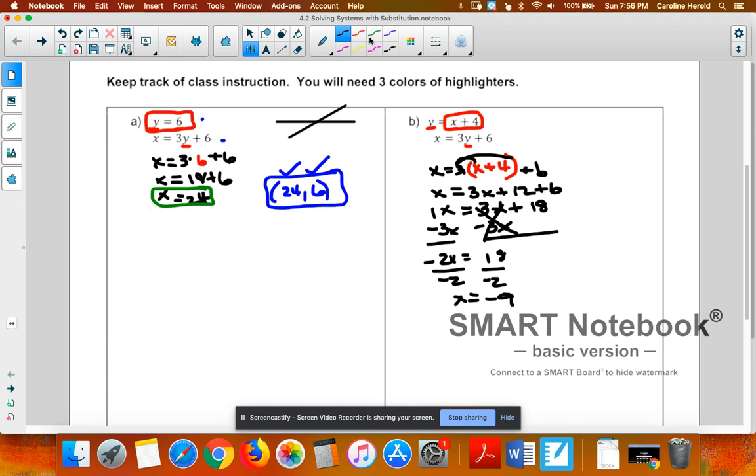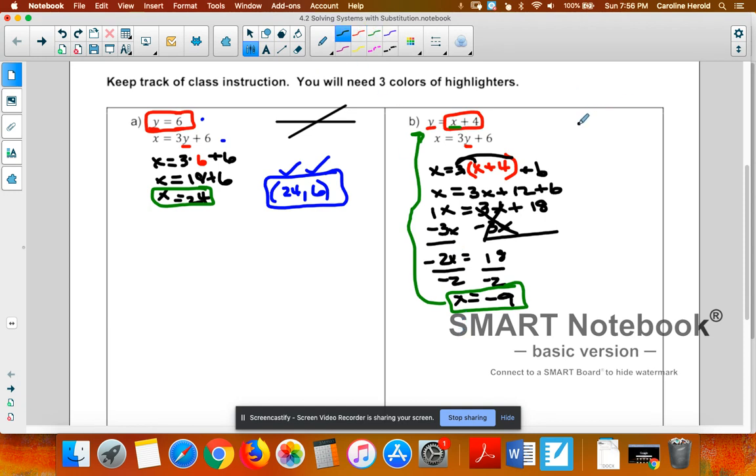Now what I need to do is go and figure out what the y value is going to be then. So I know that these two lines are going to cross somewhere where the x value is negative 9. Now I'm going to take that back and put it into that first equation, and wherever x is in that first equation, I'm going to substitute back in there. So let's go ahead and do that.